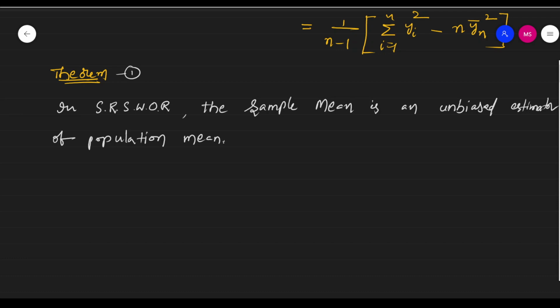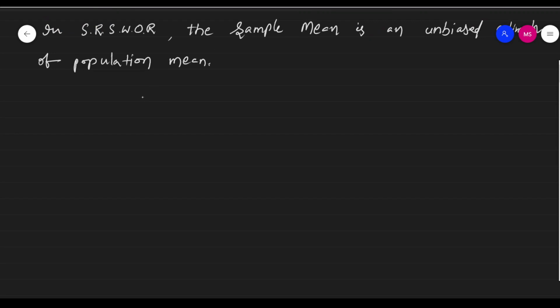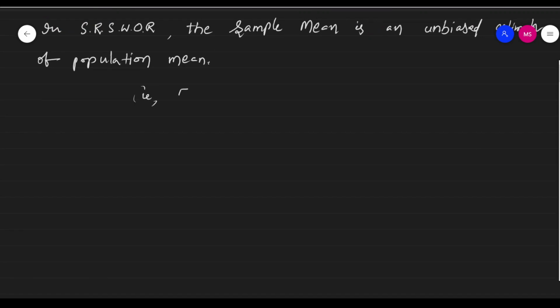We have to prove that, taking simple random sampling without replacement. So when the technique is applied in SRSWOR, the sample mean is an unbiased estimator of the population mean, and we have to prove it. Put more simply, the expectation of ȳn is equal to capital Ȳ. This is the unbiasedness condition.